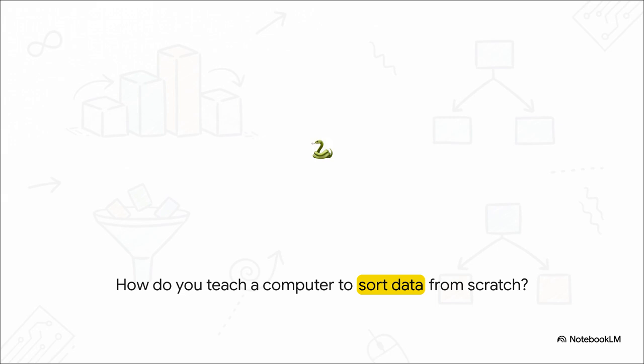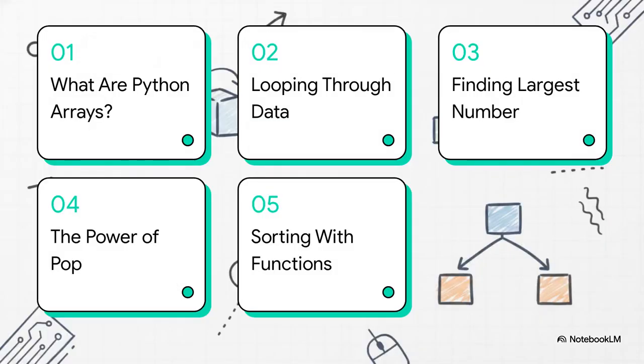For us humans, we can just look at a few numbers and know immediately which one is the biggest. But computers, they're incredibly literal. They need painstakingly specific instructions to pull off that exact same trick. Here is our roadmap for today. We'll look at what Python arrays are, how to loop through your data, finding the largest number, the unique power of the pop function, and finally, sorting with Python functions.